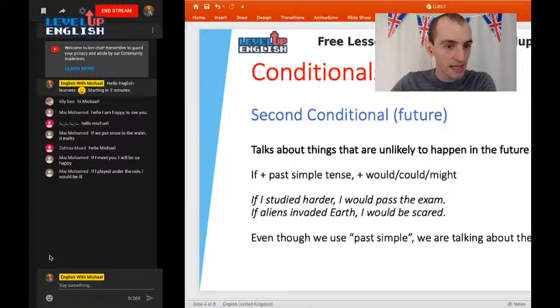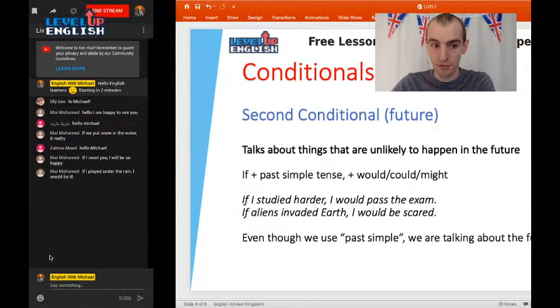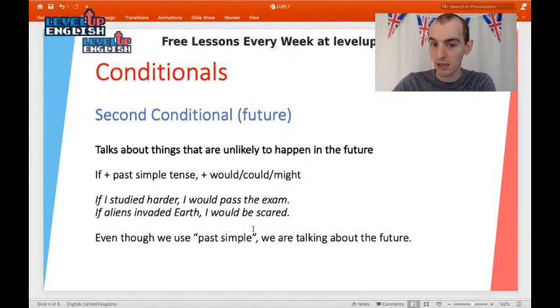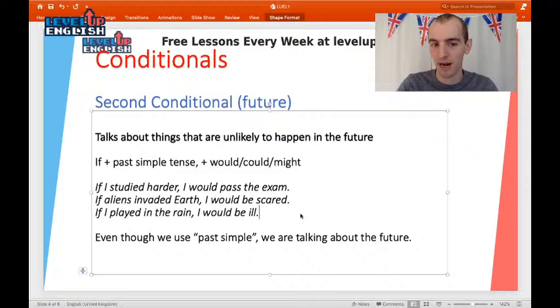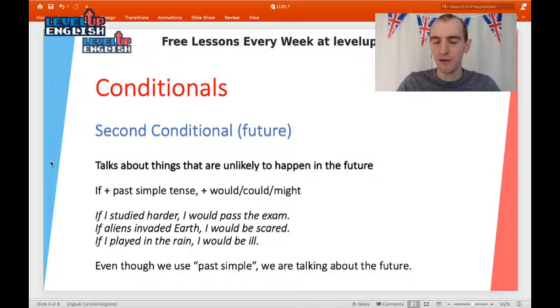Another example here, if I played under the rain, I would be ill. Okay. So we would say if I played in the rain, in is a bit more natural than under, I would be ill. So that's perfect. If I played in the rain, I would be ill. But that means you probably will not play in the rain. You think it's not going to happen. You're not going to play in the rain.